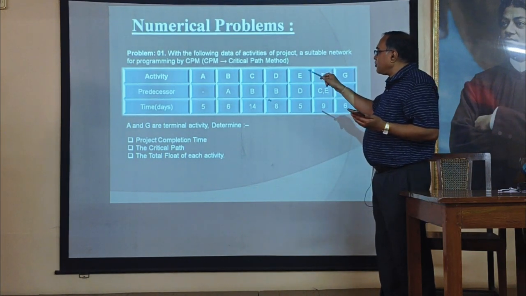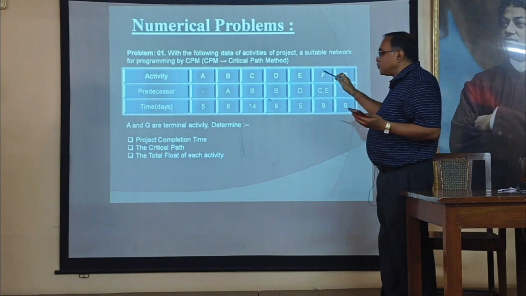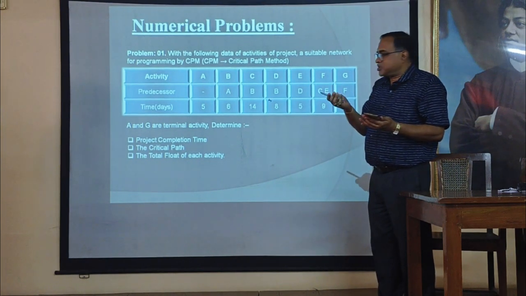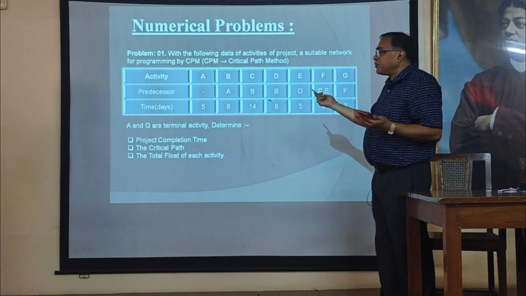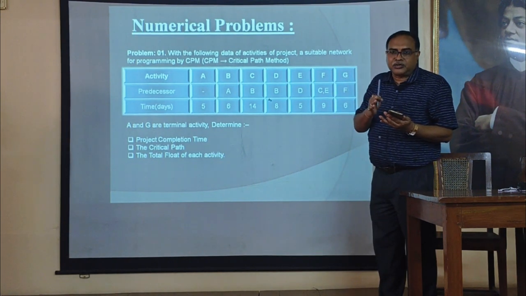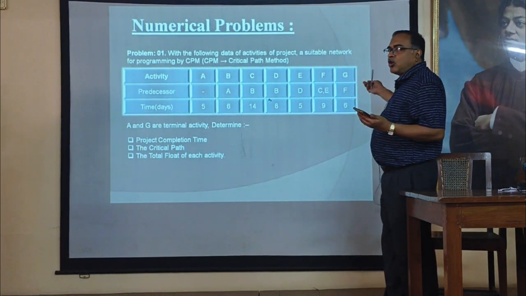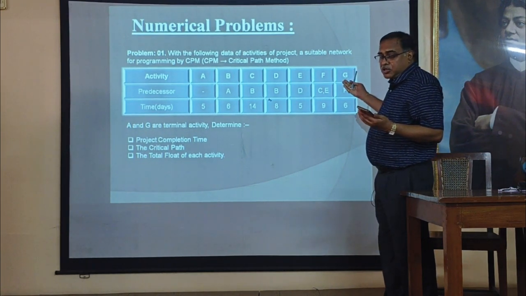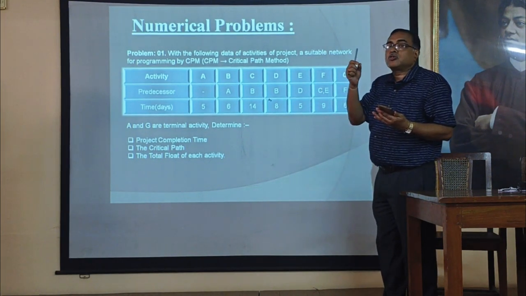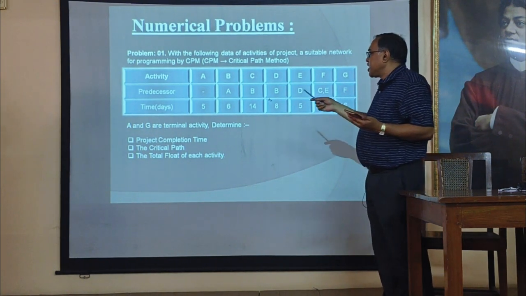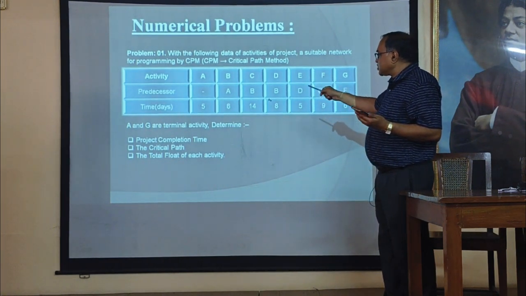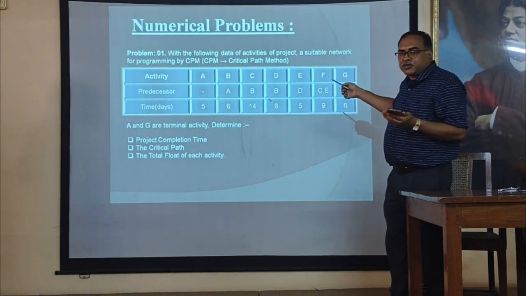What is this problem? Activities A to G, 7 activities, are given, along with predecessor activities, meaning the previous activity corresponding to each. There is no predecessor activity for A, so A is the starting activity. After G, there is no successor activity, so this is the finishing activity. Successor activity means the activities that come after a particular activity. The time period for activity A is 5 days, for activity B is 6 days, and similarly for the rest as given in our problem.